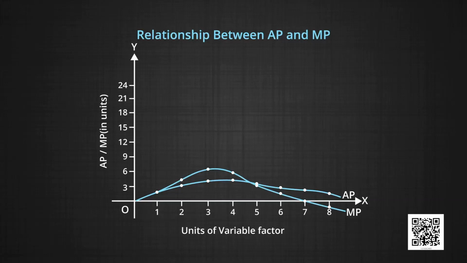When MP is less than AP, AP falls, that is, after the third unit of the variable factor. In fact, after the third unit of the variable factor, both AP and MP fall, but the fall in MP is faster than the fall in AP.